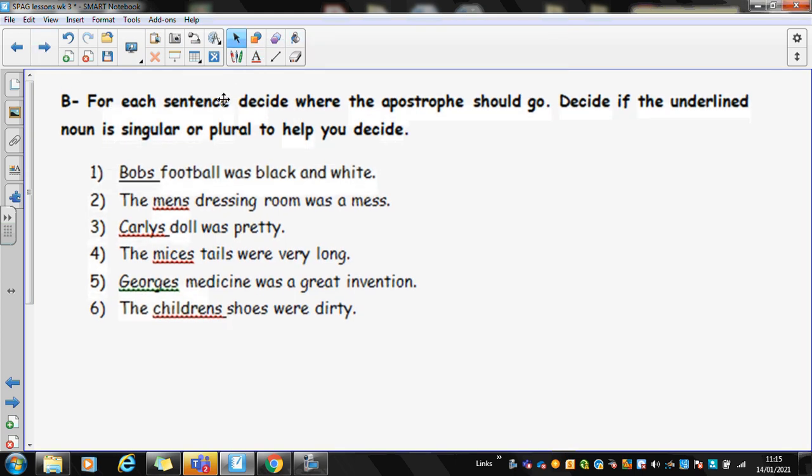Here is your bronze task for today. For each sentence, decide where the apostrophe should go. Decide if the underlined noun is singular or plural to help you decide. Bob's football was black and white. The football belongs to Bob, so the apostrophe goes after Bob.